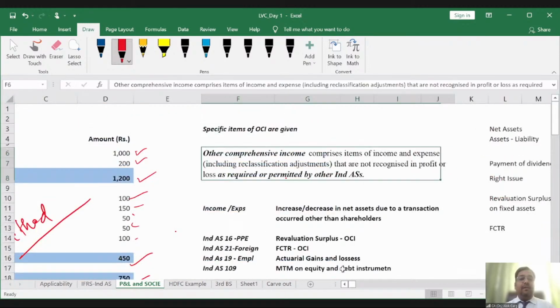Now, what is this other comprehensive income? So, specific items of other comprehensive income are given in the respective standards, right? And in India, a list of other comprehensive income items has been given. So other comprehensive income comprises items of income and expense, including reclassification adjustments, that are not recognized in profit or loss as required or permitted by other Indian accounting standards.